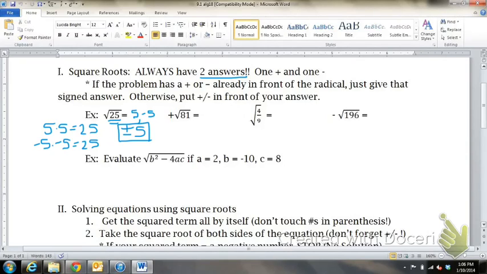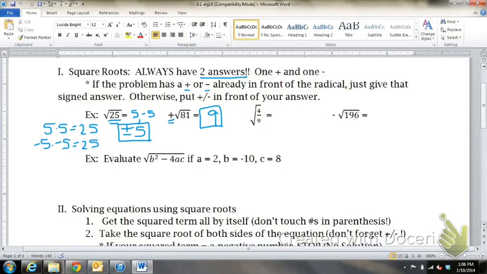Now, the only time we don't do that is if there's already a plus or a minus sign in front of your radical, like in the second one here. This means just give the positive square root of 81, which would be positive 9.